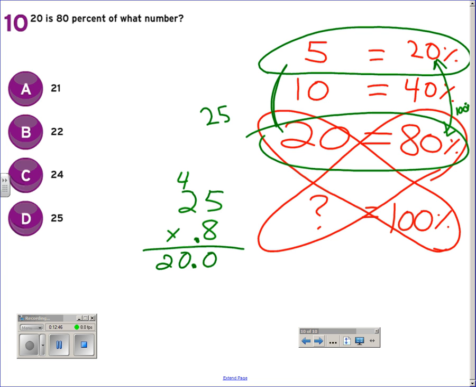Best way to do it? Maybe, maybe not. Again, I'd be careful with the proportions. I would rather you do what I did, because when you're in the store and you're shopping, that's more likely to be the way you're going to do it.